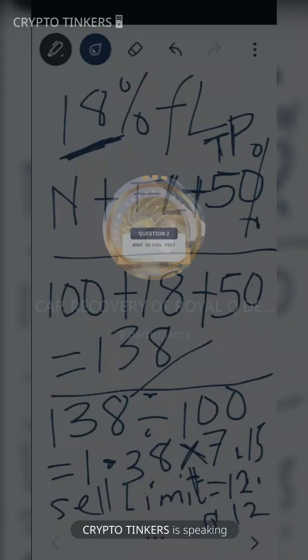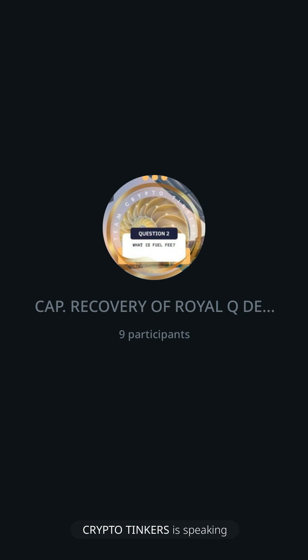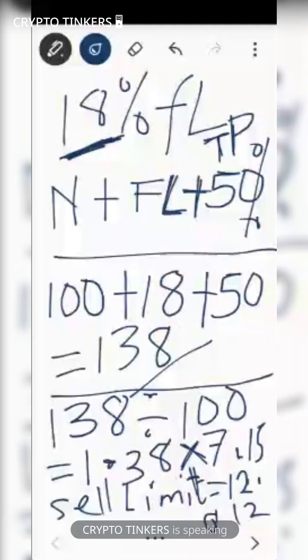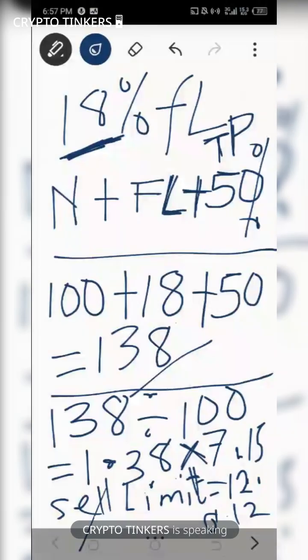Now there are some people who don't want to do it on Binance. You want to do it on your Royal Q. I'm going to demonstrate it now for you to see, if you have maybe $50 left on the coin, how to put the limit on that coin. So we're going to go there right now.